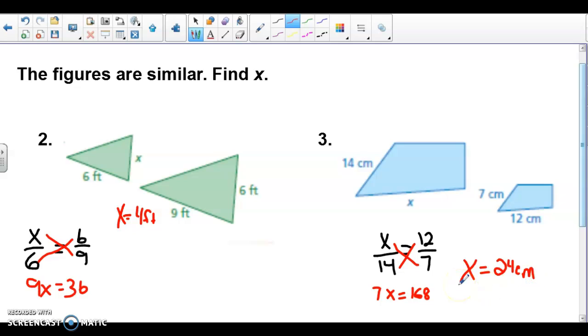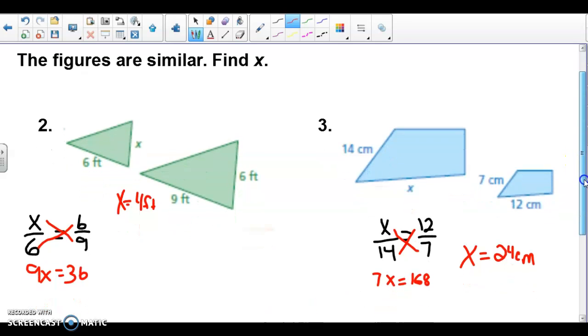Alright, so that's how we use the fact that these two shapes are similar to find out missing side lengths. We set up the proportions, and then we cross multiply to solve. Alright, so that's what we're going to cover today. So there's going to be a couple problems on big ideas for you to do.